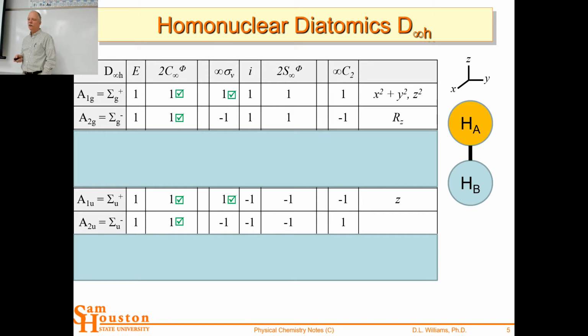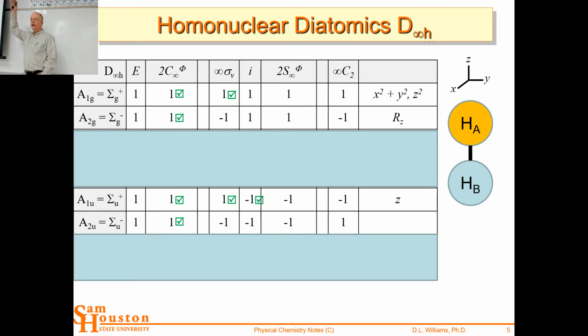And so we get a +1. The sigma v's, we're just taking the left and right sides of the molecule and reflecting them into each other. Again, they stay the same color, so it's a +1. Now inversion, we invert that wave function through the center of mass and the colors change. So we get a -1.